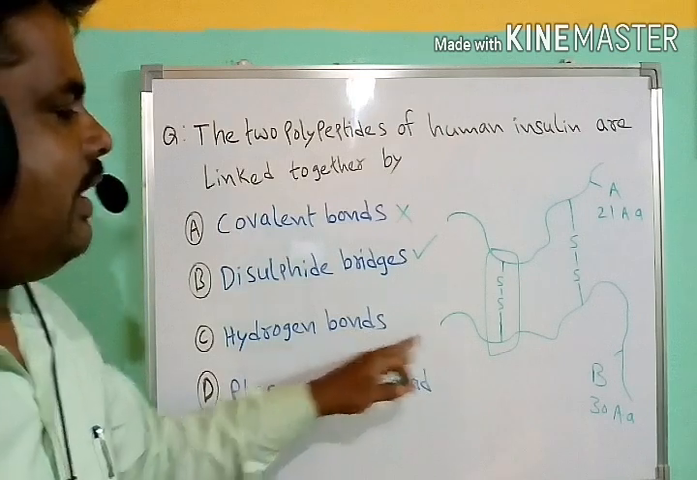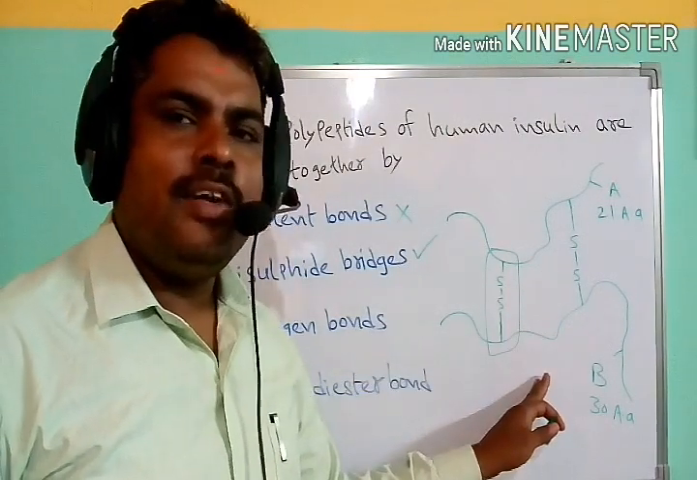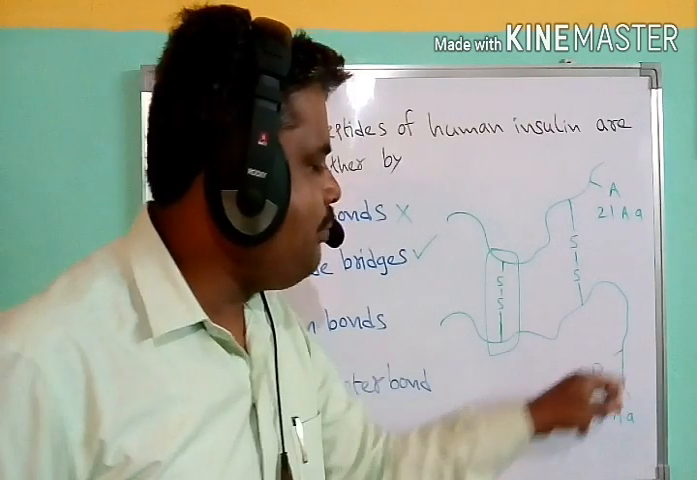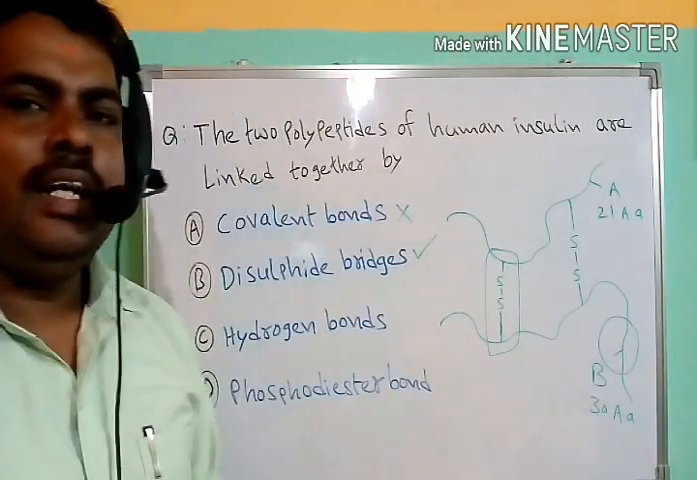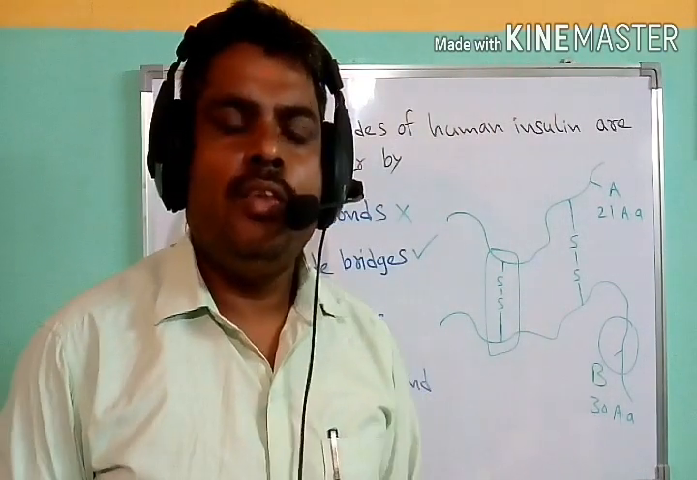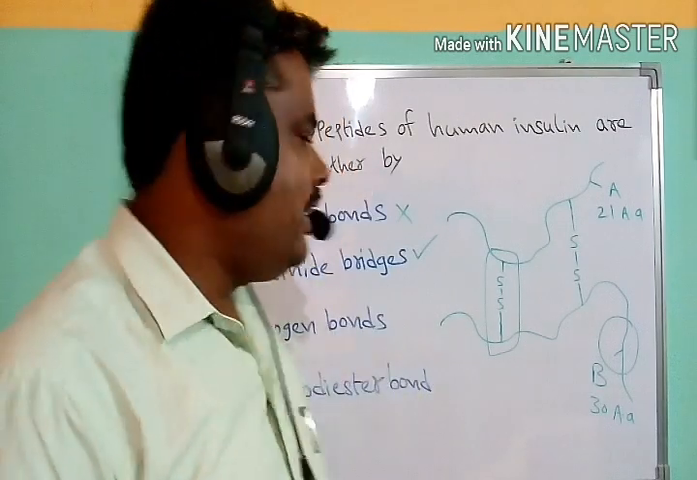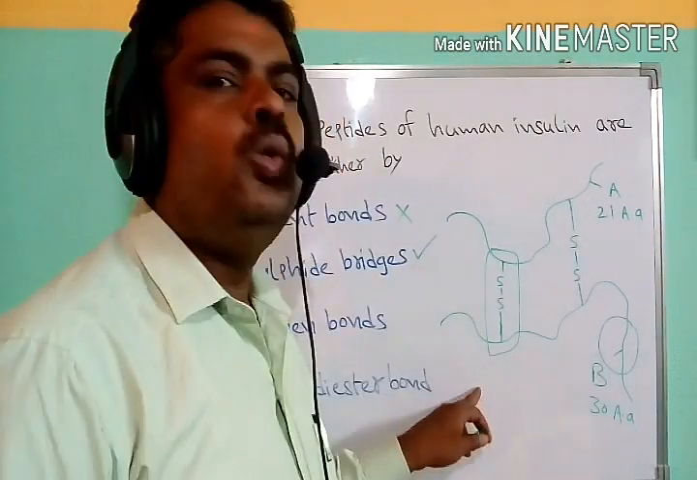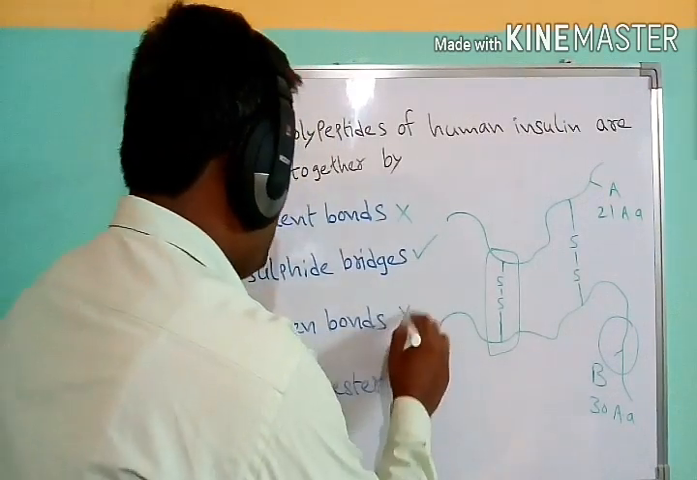Hydrogen bonds. The hydrogen bonds are also present in insulin, but these hydrogen bonds are present at the terminal end of the B chain. Generally this is involved in the process of dimer formation. So it does not join the two polypeptide chains, and it is not a correct option for this.